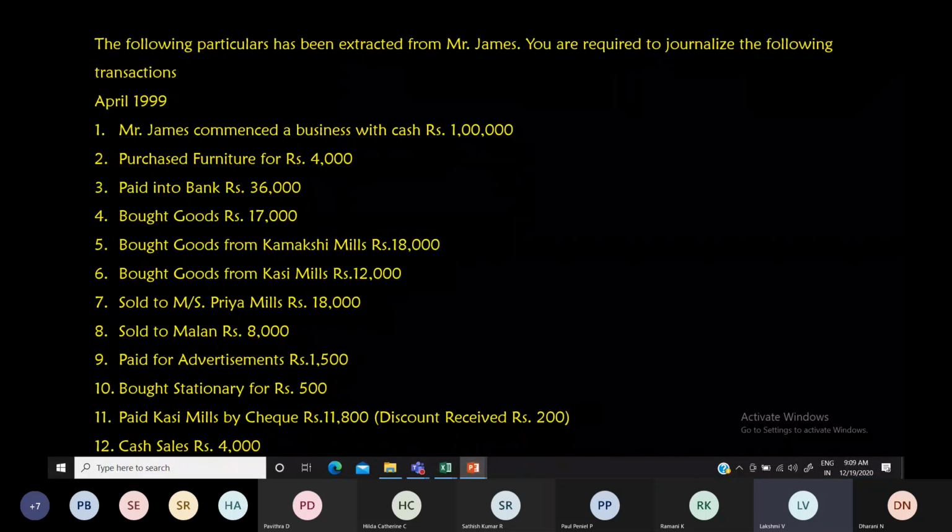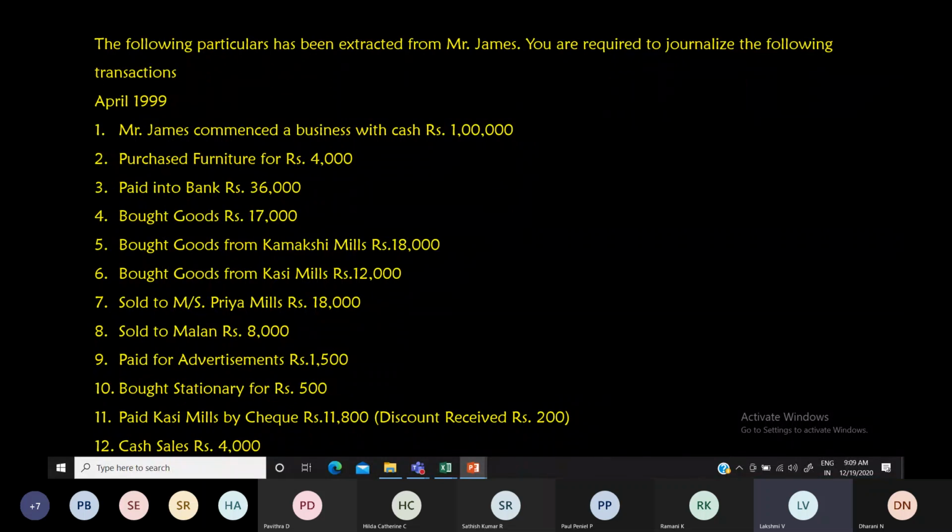Okay, and then he purchased on second, he purchased furniture for rupees 4,000. So he has bought furniture for his business for rupees 4,000. And then on third, he paid into bank rupees 36,000. So paid into bank, deposited into bank, all are meaning same. So rupees 36,000 he has paid into bank.